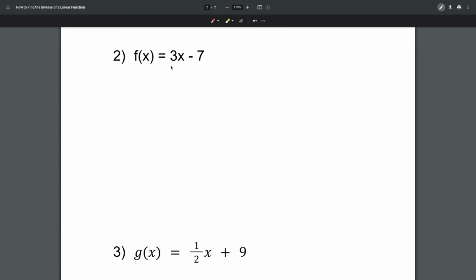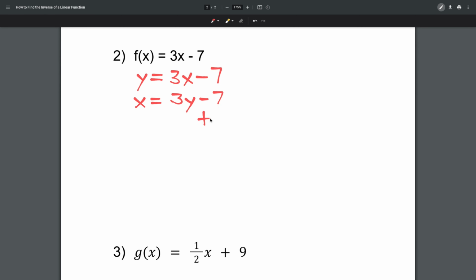So we've got f of x equals 3x minus 7. I'm going to change this to y equals 3x minus 7. We're now going to switch x and y, so I'm going to say x equals 3y minus 7.